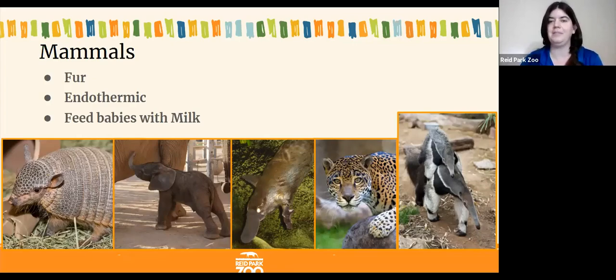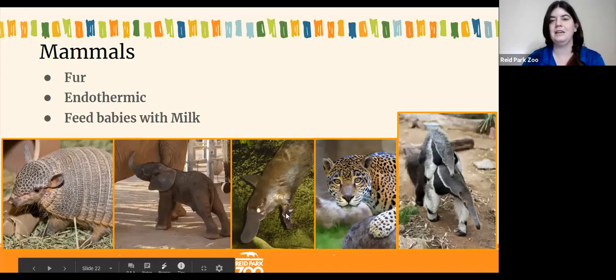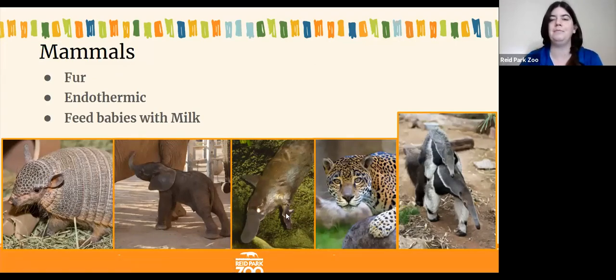And a lot of people think that all mammals give live birth, but actually this animal, which is the platypus, and echidnas do this as well, will actually lay eggs, but they still have milk glands to be able to feed their babies. So they still feed their babies with milk, they still have fur, but they actually lay eggs.